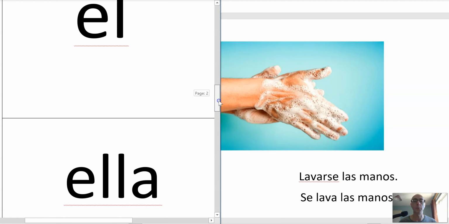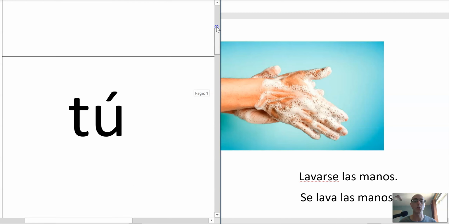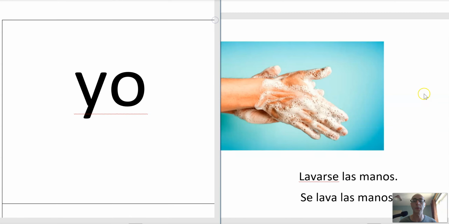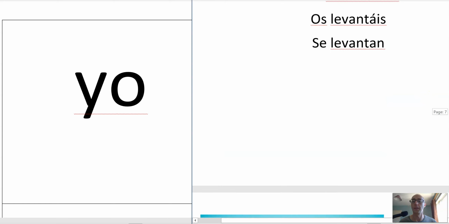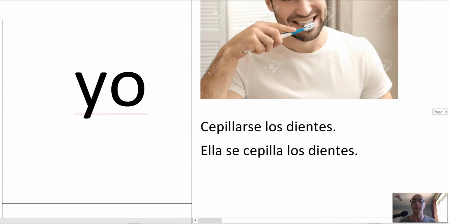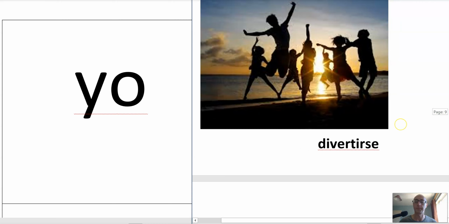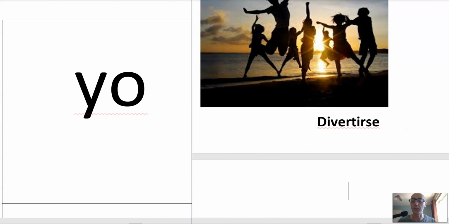Let's do one more with yo, the yo form. Common one. Divertirse. So what's the pronoun we need for a reflexive verb? For the first person, it's me. Me divierto. Divertirse changes a little bit. It's a radical changing verb. The E changes to IE in the present.